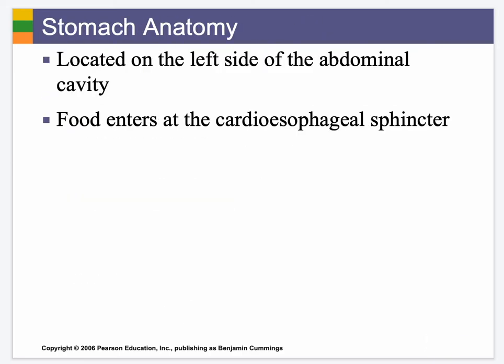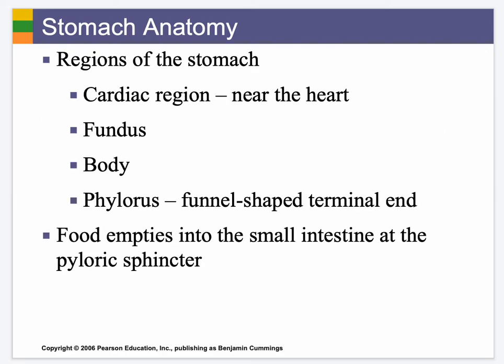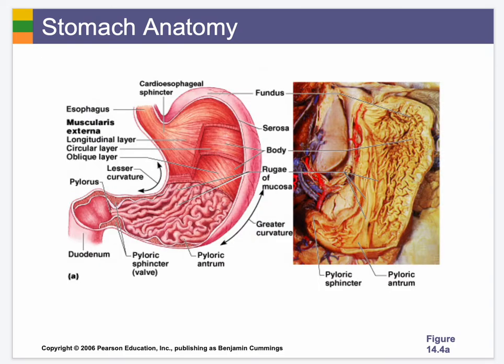So, what are the regions of your stomach? So, first, we have your cardiac region. It's yun yung banda kung saan near the heart. Then, you have your fundus, your body, your pylorus, which is a funnel-shaped terminal end. No, ayan, you have your fundus, you have your body, you have your pylorus, no, which is funnel shape.